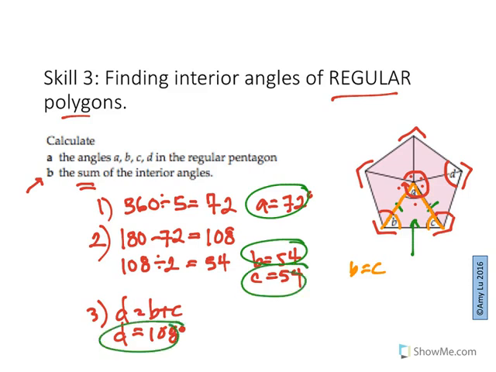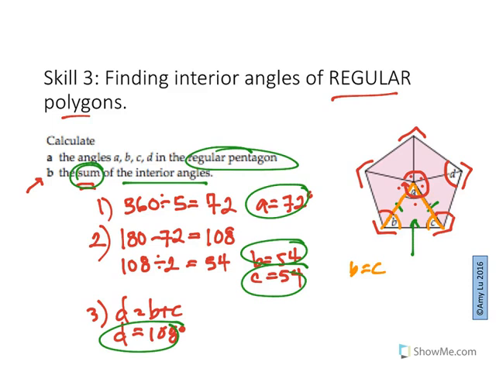But we're not done yet. We need to find the sum of the interior angles of this regular pentagon. So what do you think you do? If you have an idea and you haven't done it yet, go ahead and pause the video. If you've already done it, continue watching.